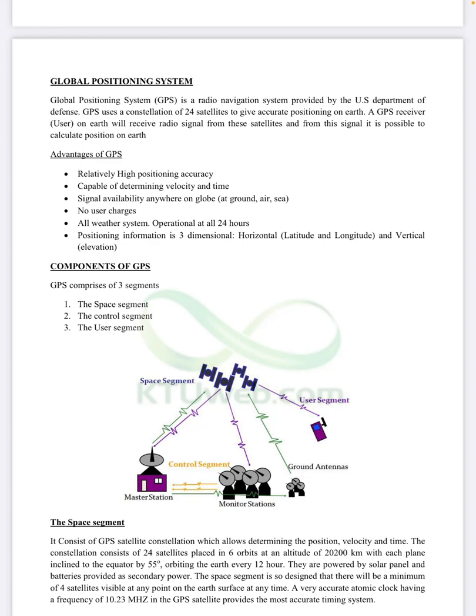As already discussed, there is a constellation of 24 satellites, and a GPS receiver, that is the user on the earth, will receive the radio signals from the satellites, and from the signals it is possible to calculate the position on the earth. By using GPS we can find the exact latitude and longitude of the object, that is the GPS receiver, the user segment. The classification we are going to discuss in the later sessions.